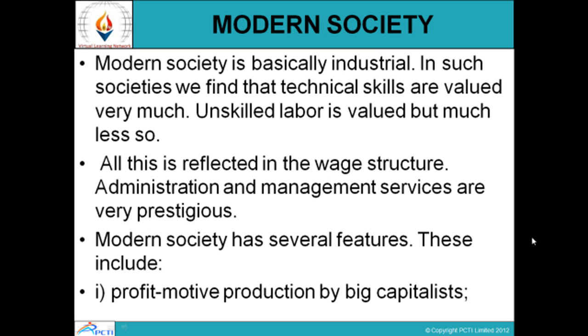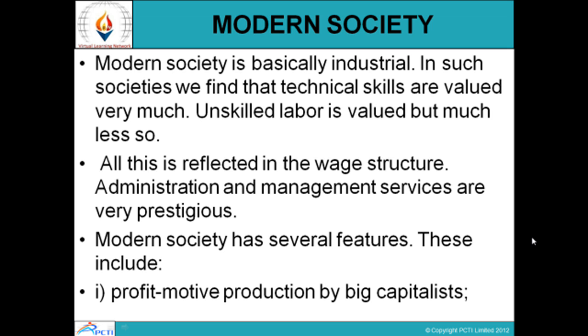Modern society is basically industrial. In such societies, we find that technical skills are valued very much. Unskilled labor is valued but much less so. So in modern society, the technical skills are valued and unskilled labor is not valued as such. All this is reflected in the wage structure. Administration and management services are very prestigious.